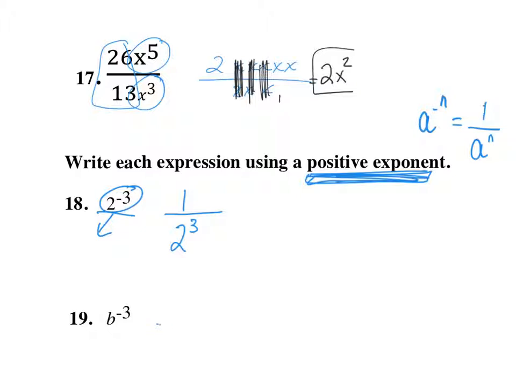B to the negative 3, again, the b to the negative 3 needs to be brought down to the bottom. And now, in order to make it a fraction, we put 1 in the numerator.